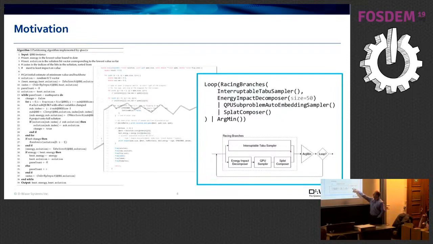So, by the way, this red arrow here means racing branches, which I'll mention briefly later. The concept is once one branch is done, it'll interrupt the other one. It'll get the best solution from that other branch. It'll incorporate that into the final solution. So we pick the better solution here by this argmin block, and we'll loop until some condition is met.